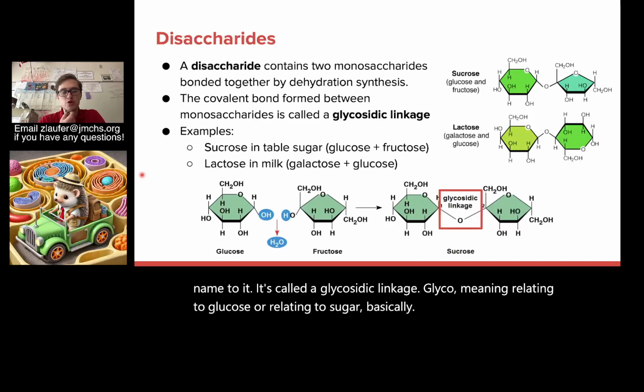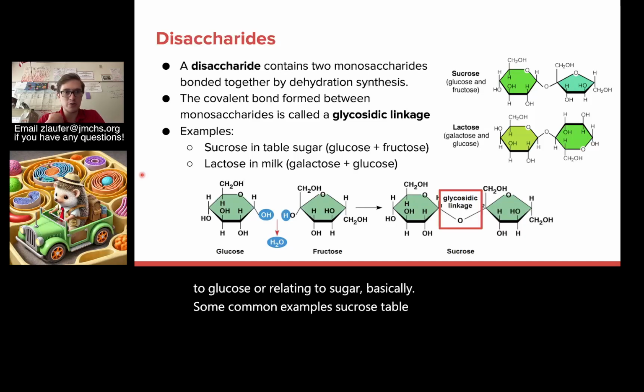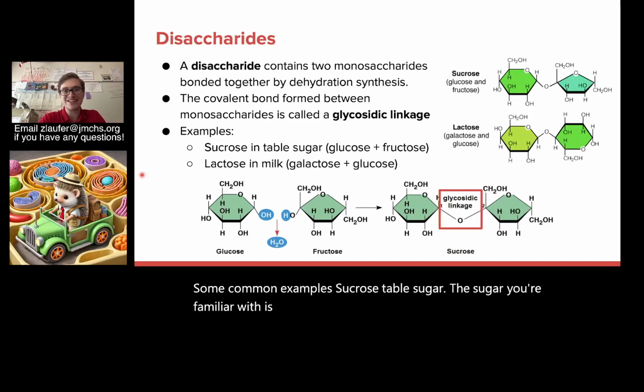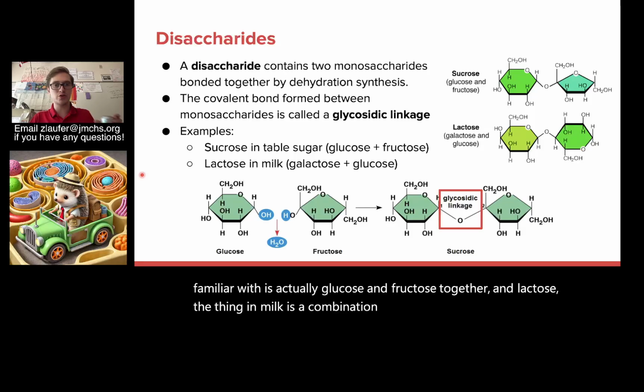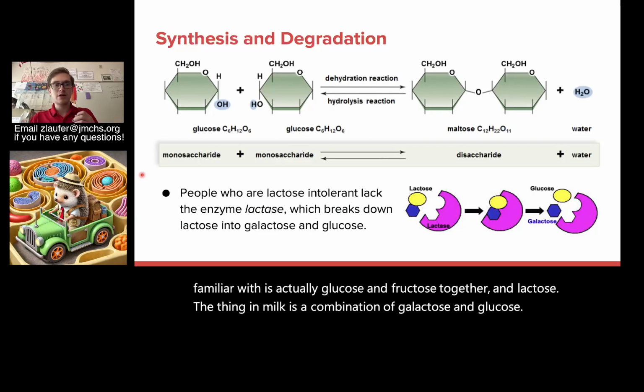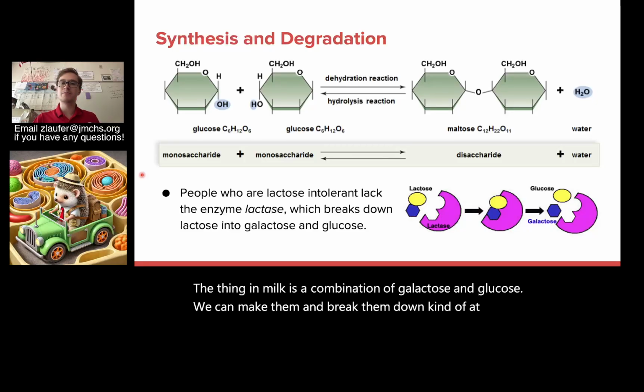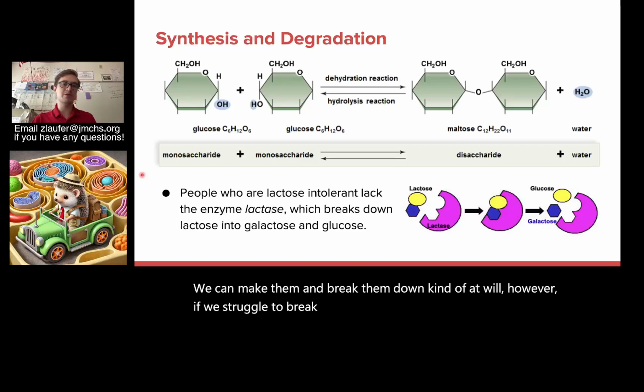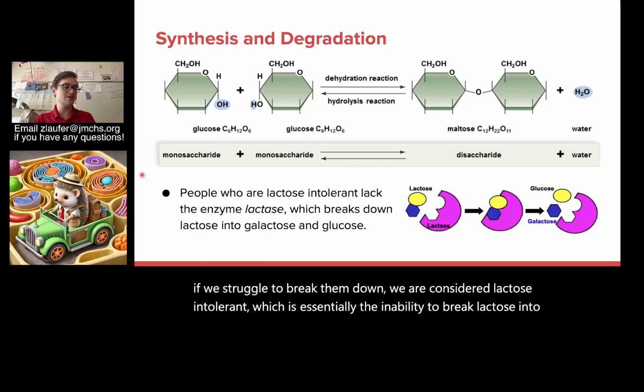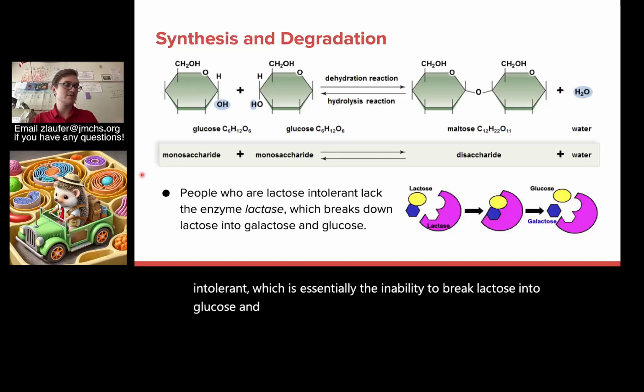Some common examples: sucrose, table sugar, the sugar you're familiar with, is actually glucose and fructose together. And lactose, the thing in milk, is a combination of galactose and glucose. We can make them and break them down at will. However, if we struggle to break them down, we are considered lactose intolerant, which is essentially the inability to break lactose into glucose and galactose for various reasons. We're going to talk more about that later in the year, so I'm not going to stay on it too long right now.